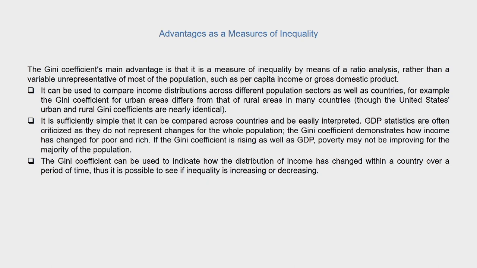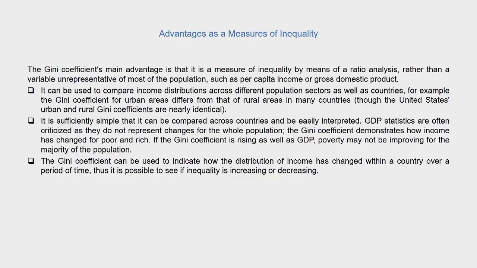It is also sufficiently simple that it can be compared. The Gini coefficient is sufficiently simple that it can be compared across countries and be easily interpreted. GDP statistics are often criticized as they do not represent changes for the whole population, and the Gini coefficient demonstrates how income has changed for the poor and the rich. So, if the Gini coefficient is rising as well as GDP, poverty may not be improving for the majority of the population. And this point is very important, where the calculation of the Gini coefficient for the income distribution within the population will give us a sense of how far the economy has progressed.